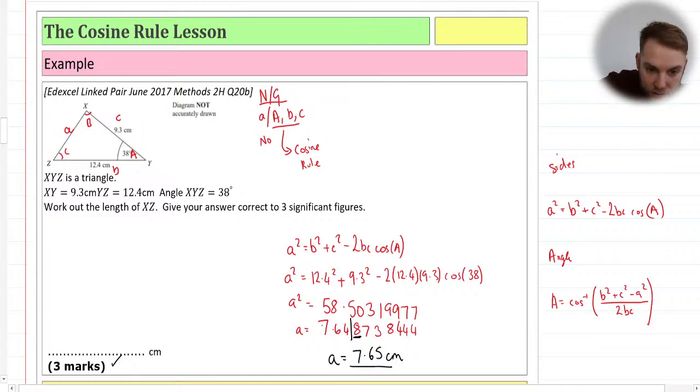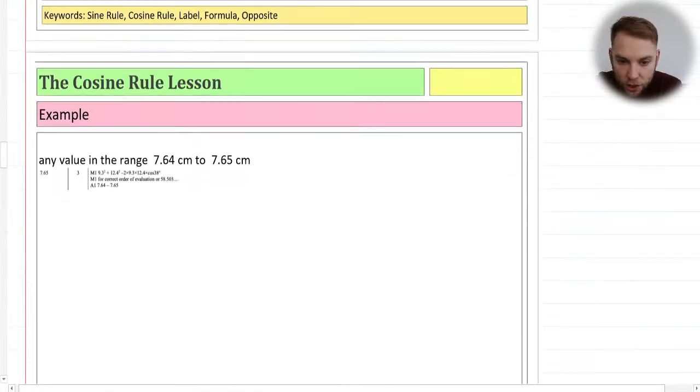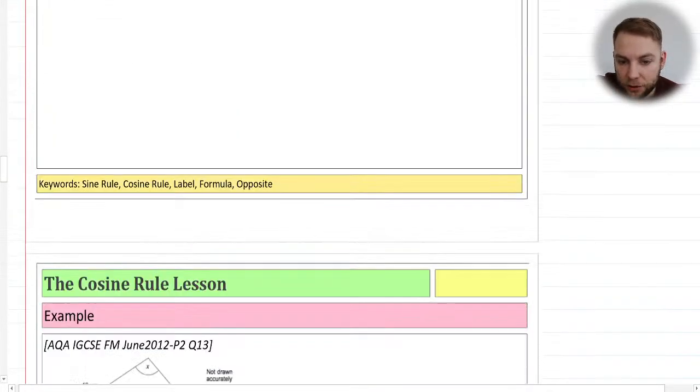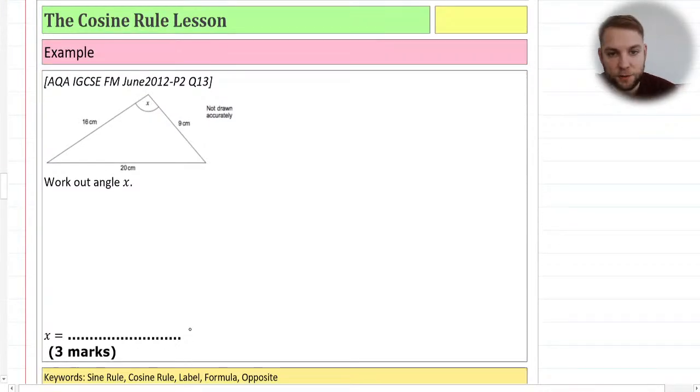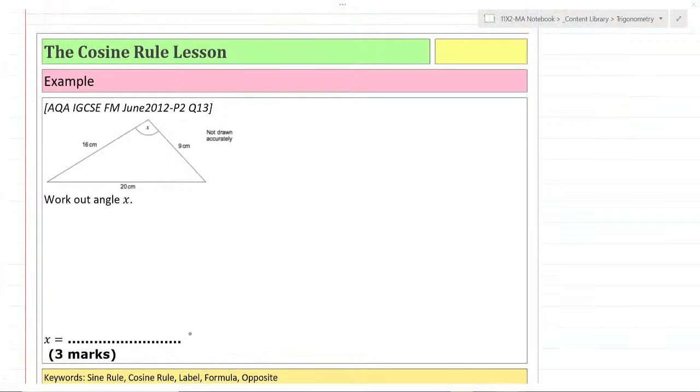And if you know what you're doing, it's a bit of a gift, isn't it? Because it's not actually that hard. Alright, so have a little go at this one here. Now this one here is a little bit different because we've got to work out the angle on this one. So have a little go at this one here.